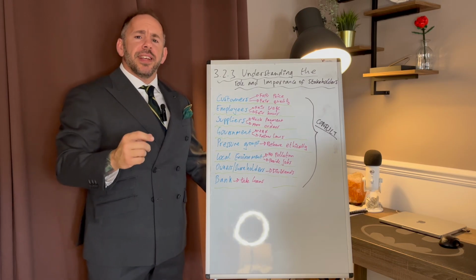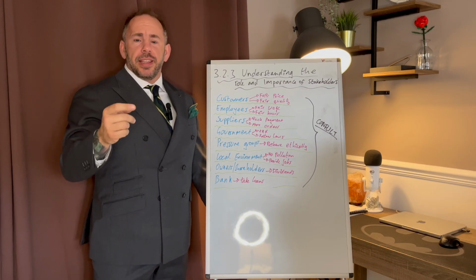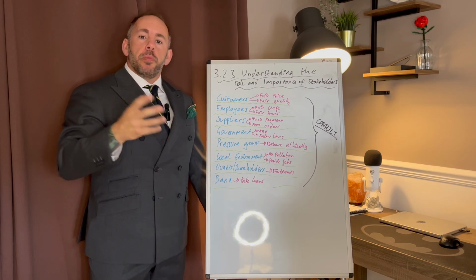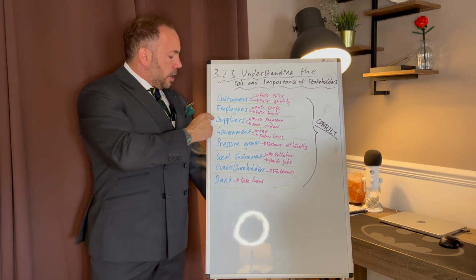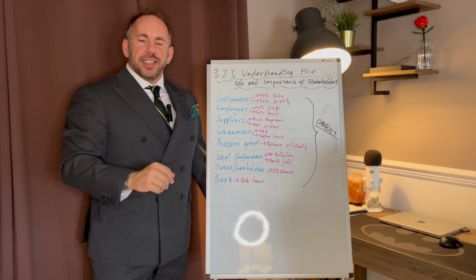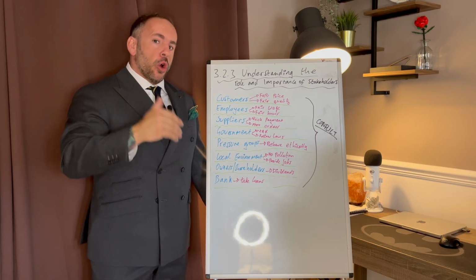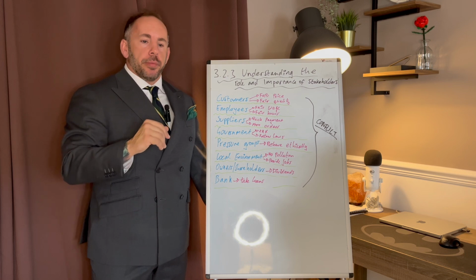Up next, we've got suppliers. Suppliers want to get paid very quickly. They want to get their money back real quick. And they also want the business to grow so that you place more orders. Up next, we've got the government. They're pretty easy to please, if I'm honest. You just give them some tax. As long as you pay your tax, you're all good. And if you don't break the law, they're generally pretty happy.